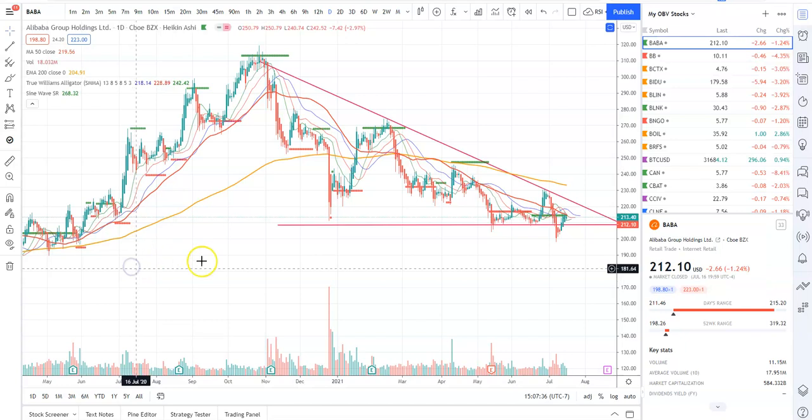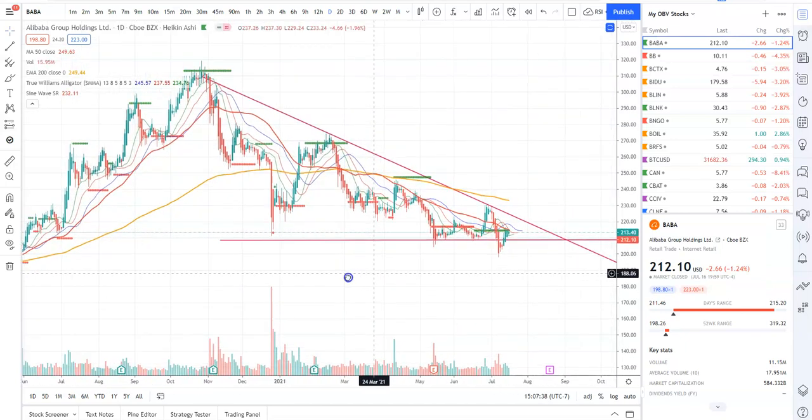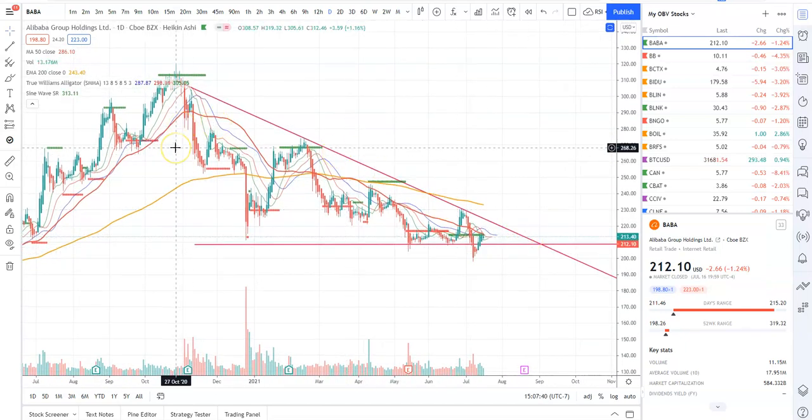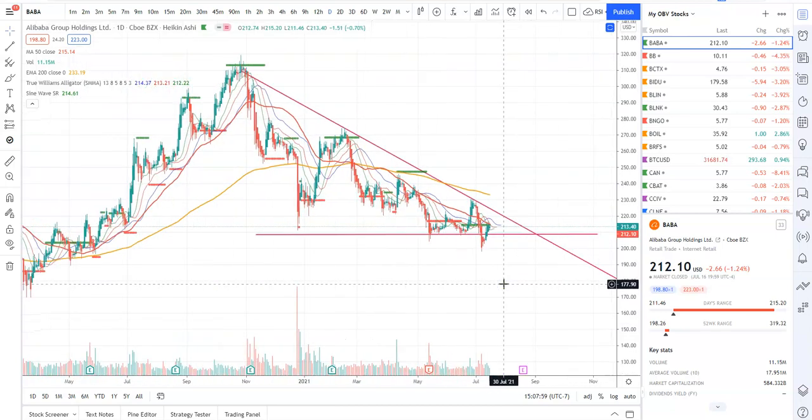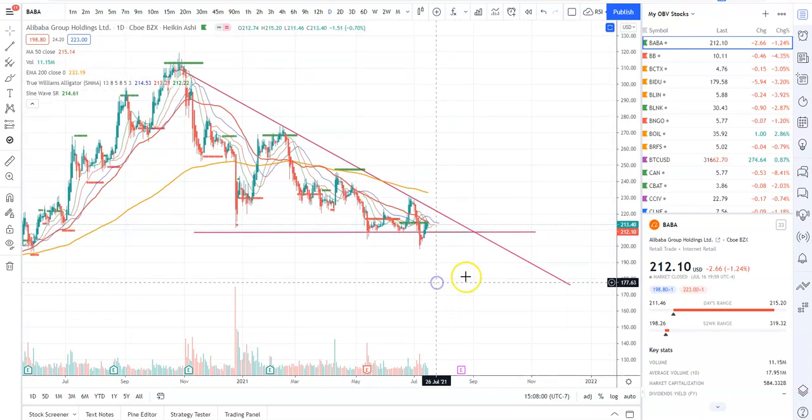With that out of the way, let's dive into the BABA chart. And you can see here since October 2020, we've just been on this pretty nasty downward trend in Alibaba. Price has gotten a haircut of over 30% in the last 7-8 months. Pretty ugly looking downward trend in progress right now, which is still underway.